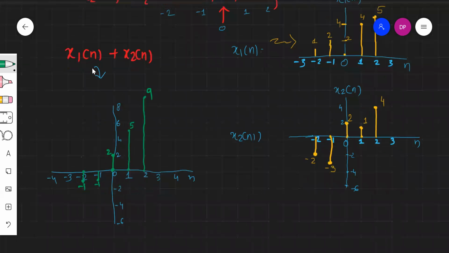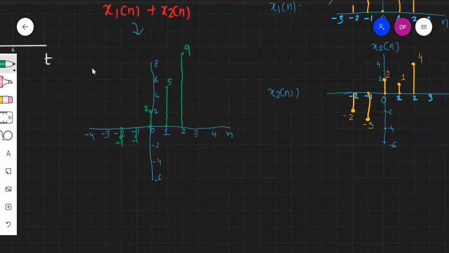So how do we mathematically express this sequence? If I write this as x3 of n, we can represent it in this way: -1, -1, 2, 5, 9. This is the origin, the 0th index, 2. So x3 of 0 is 2.